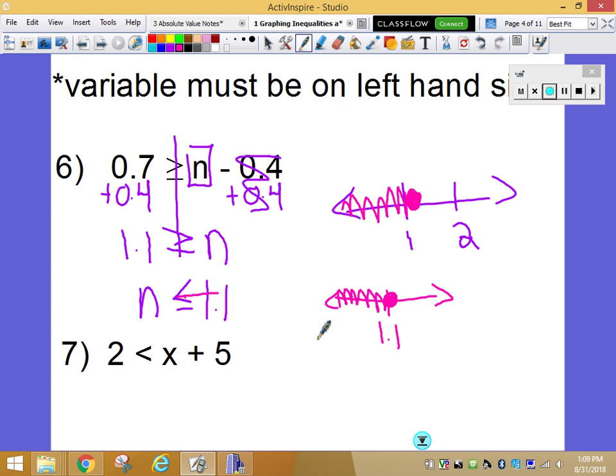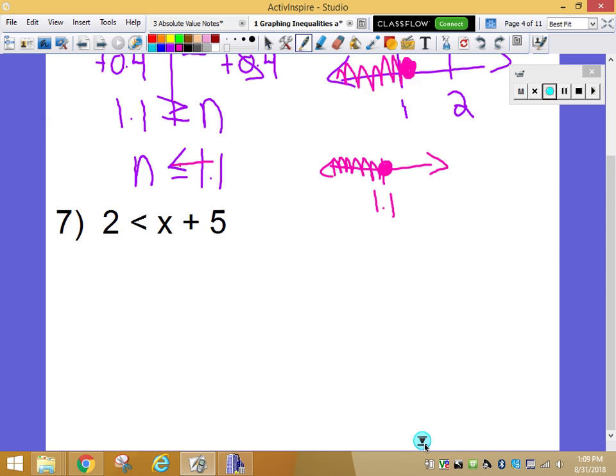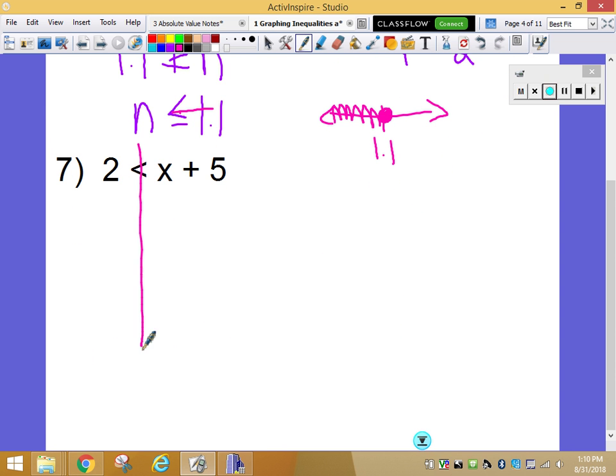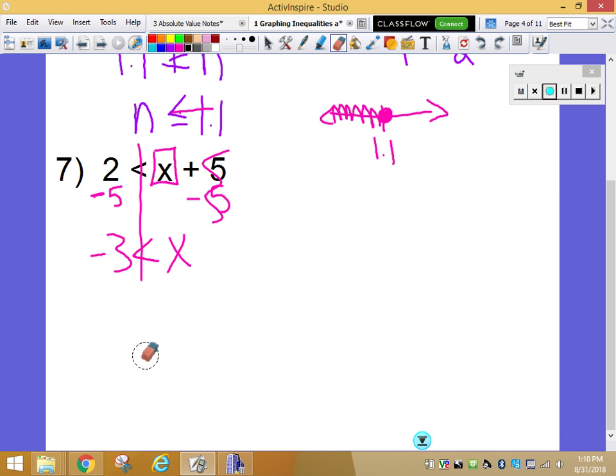Okay, let's do example 7. Draw my line. I want to get x by itself. So I'm going to move my 5. The opposite of adding 5 is subtracting 5. 2 minus 5 is negative 3. Now what's wrong with that answer? The x is on the wrong side. So I can flip them. I can put x first and negative 3 last. And if you flip them, then you also flip your inequality.